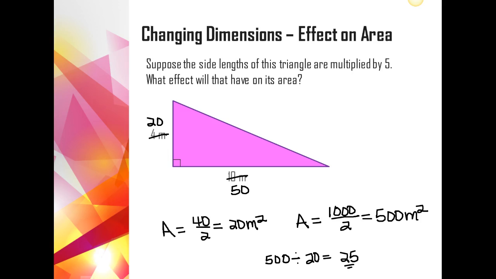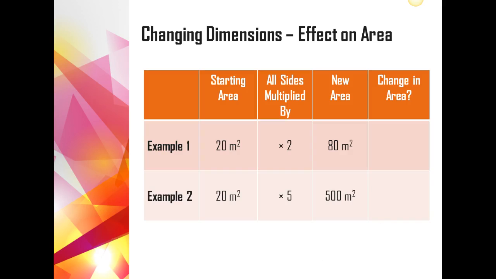Let's put what we've done with area so far into a table and see if we can determine a rule. In the first example, when we multiplied the sides of the rectangle by 2, the new rectangle had an area that was 4 times larger. In the second example, when we multiplied the sides of the triangle times 5, the new triangle had an area that was 25 times larger.